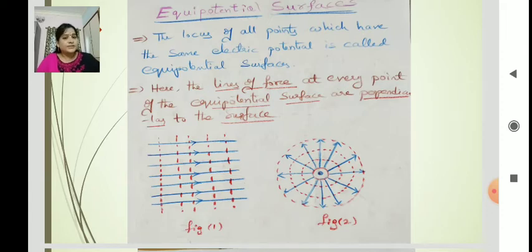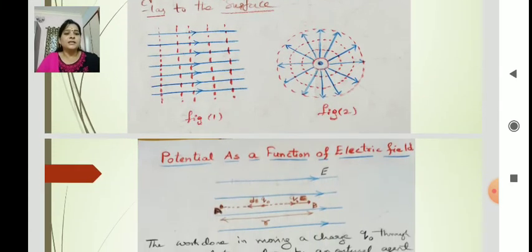And we can also say that the work done on a charge on an equipotential surface is 0. So these are some of the properties of equipotential surfaces.